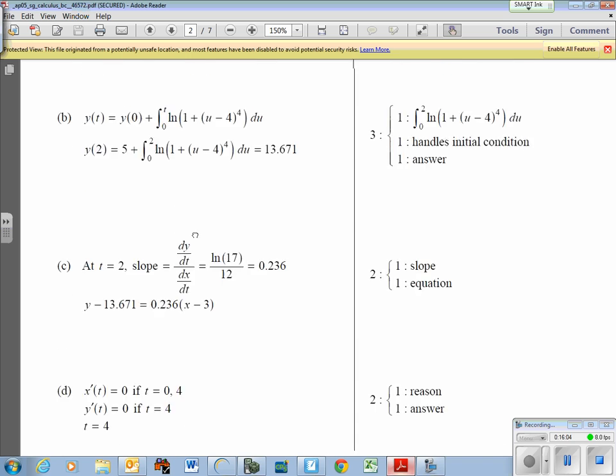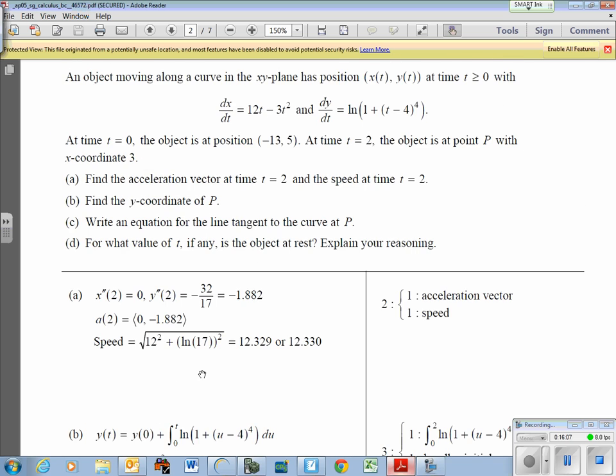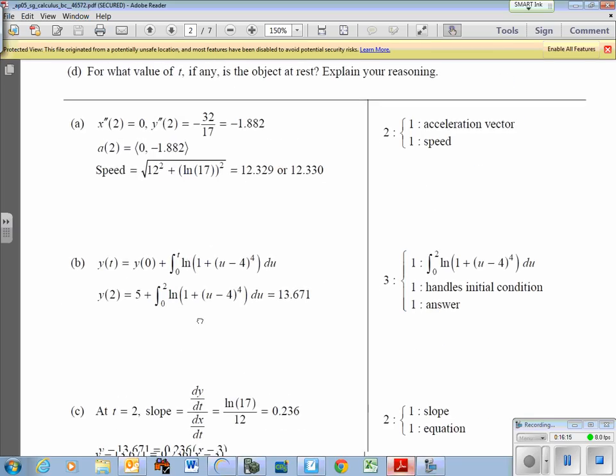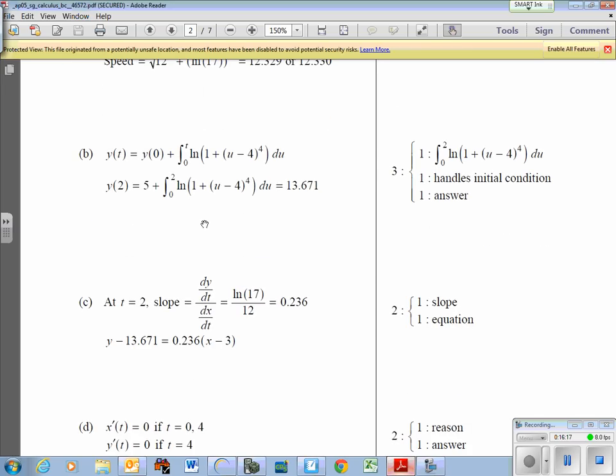All right, so this is a good, solid example. For the reasons I said earlier, you need to know parametrics. You need to know about velocity, position, acceleration. Those two together are likely to be one of your questions. And if you can get those, you're that much closer to passing.